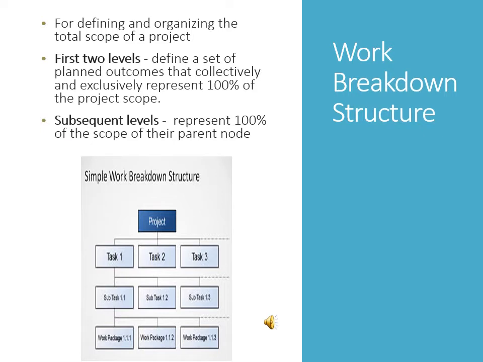An example of a work breakdown structure, normally used for defining and organizing the total scope of a project. The work breakdown structure has proved to be a very helpful tool. The first two levels in the diagram on your side define a set of plan outcomes that collectively and exclusively represent 100% of the project scope. Then we have a subsequent level or levels which represent 100% of the scope of their parent node, as we can see in the diagram on the side.